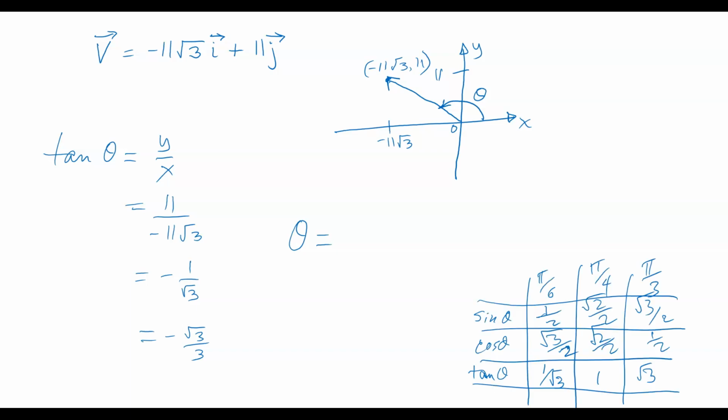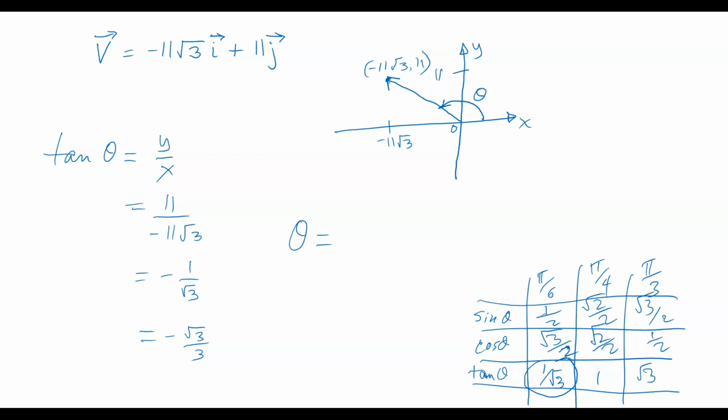You remember the table I told you that you can draw? You see here that 1 over the square root of 3, which is the same as the square root of 3 over 3, applies to pi over 6.